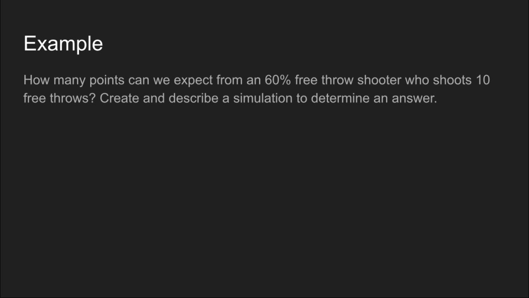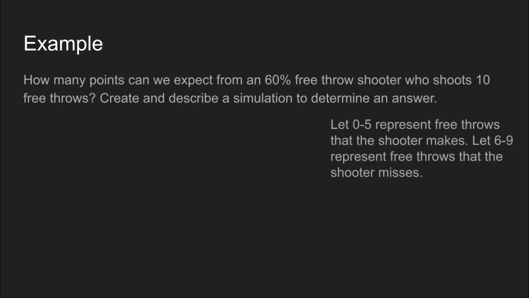Next, we have to explain how you will model the component's outcome. So we're going to do this. This is a common setup you can use. So we're going to let 0 to 5 represent free throws that the shooter makes. This is because we know he makes 60% of his free throws. So that means that 6 out of the 10 numbers would have to represent him making the free throw. And since you have to count 0, you only go up to 5. So 0, 1, 2, 3, 4, 5.